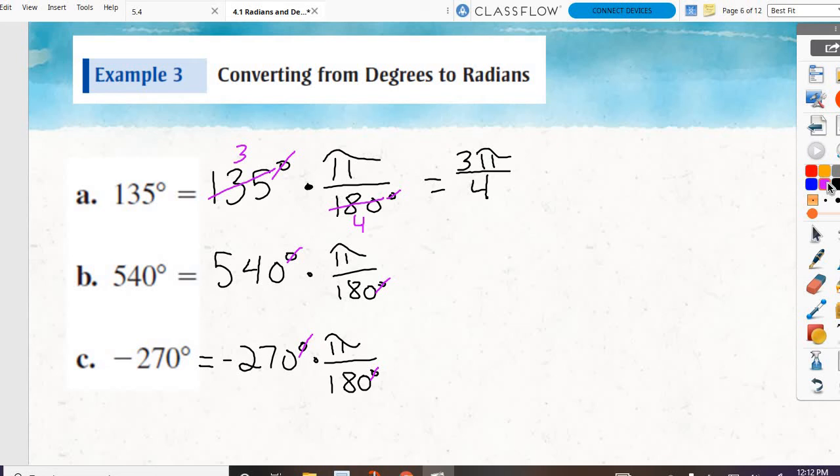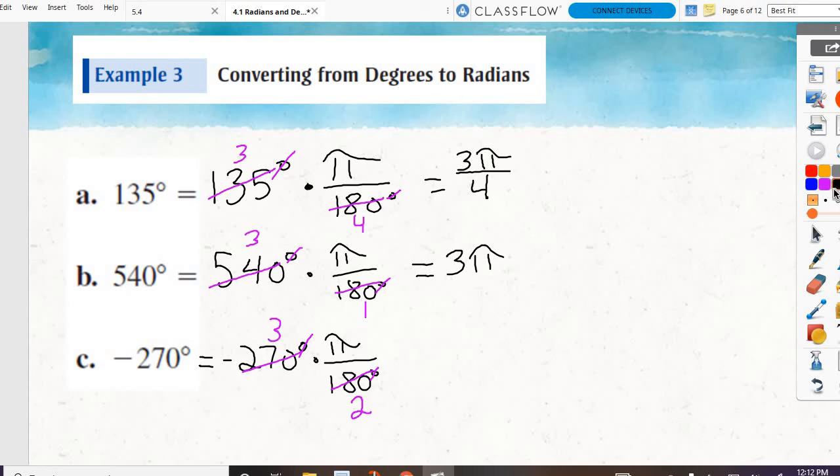Now, what about 540 and 180? 180. Okay, how many times does 180 go into itself? 1. Yeah. How many times does it go into 540? 3. So what do we end up with? 3 pi. And then what goes into both 270 and 180? 90. And so it goes into 180 twice and 270 3 times.